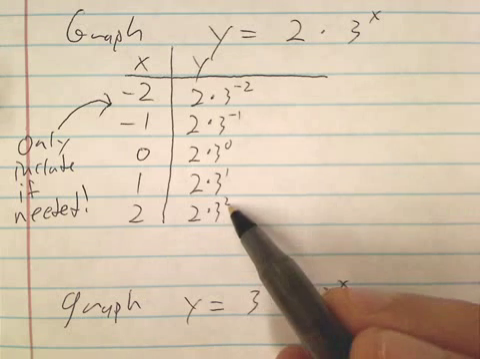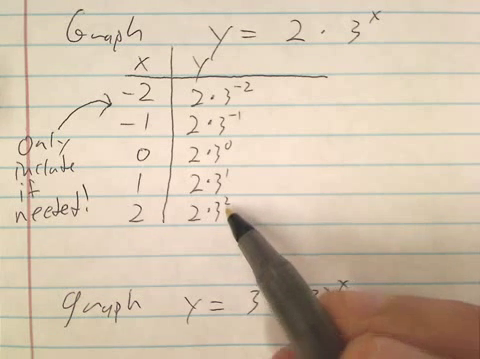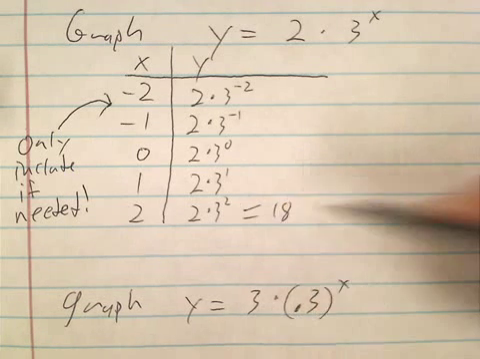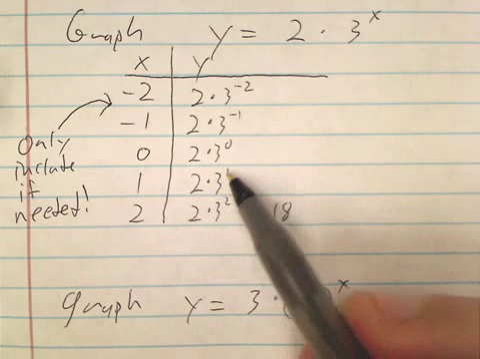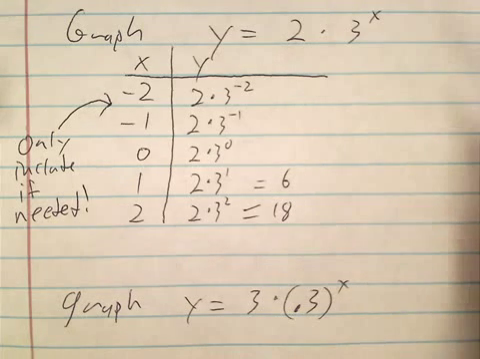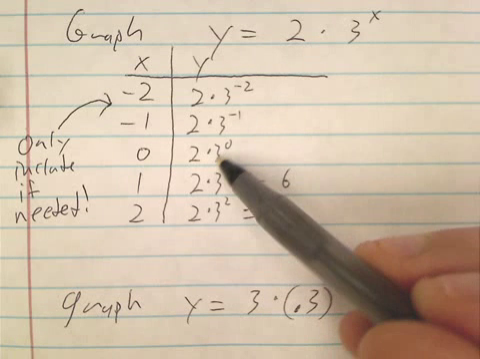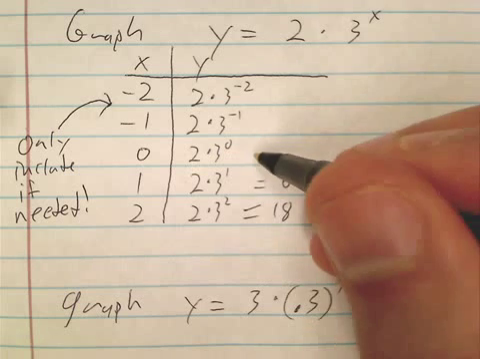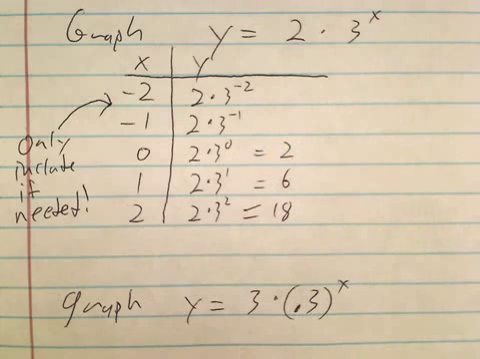So I know 3 to the second power is 9, times 2, that's going to give me 18. 3 to the first power is just 3, times 2 is 6. Remember, anything to the 0 power is 1, so 1 times 2 gives me 2.